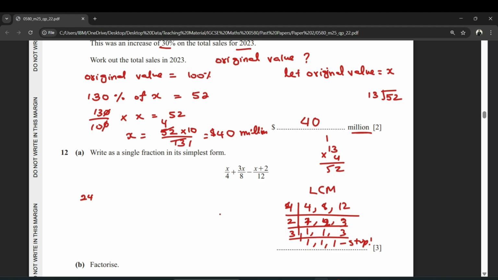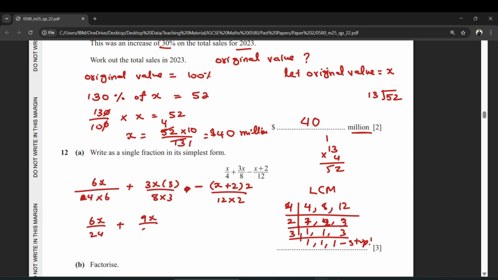Okay, all right. So what I can do here is x upon 4. So both of them will be multiplied by 6. So this becomes 6x over 4 times 6 plus 3x times 3 over 8 times 3 minus x plus 2 times 2 over 12 times 2. So now each of these denominators, they become 24. So we have 6x over 24 plus 9x over 24 minus 2x.